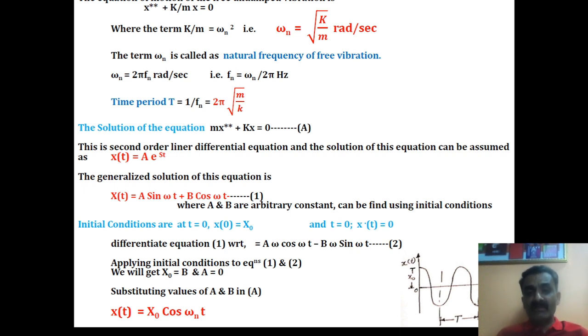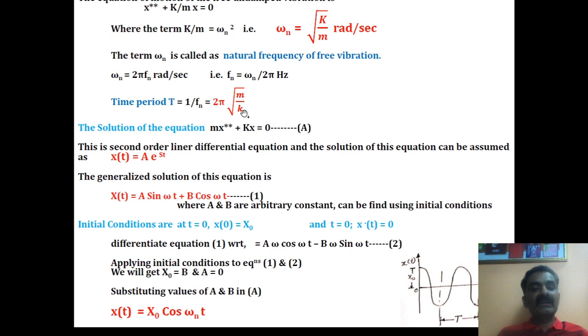So we have got the equation for the natural frequency of free vibration: omega n is equal to root of k upon m, where k is the stiffness of the spring in Newton per meter, m is the mass of the system in kilograms, and therefore we have got the natural frequency in radian per second. But we know there is another relation for natural frequency: omega n is equal to 2 pi fn, where fn is the frequency measured in hertz. Time period is the reciprocal of frequency, so the time period is 2 pi times the root of m by k.